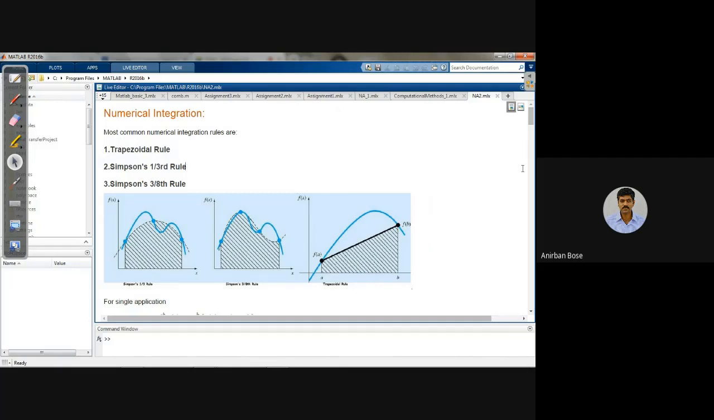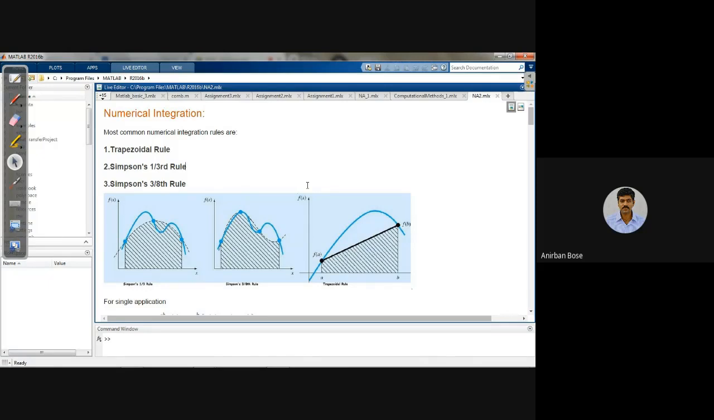In this lecture, we are going to discuss numerical integration. This is the second lecture in the series of numerical analysis in MATLAB. In the first lecture, we have already discussed different kinds of errors that come in numerical calculations, and we have already discussed numerical differentiation.